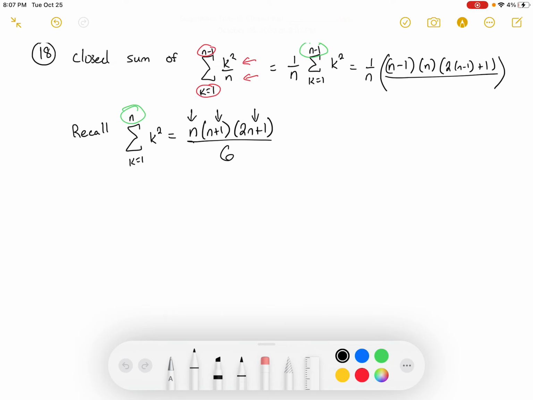all over 6. Now, of course, these n's are going to cancel. So I'm going to be left with n minus 1 times this thing, times this thing. So that would be 2n minus 2 plus 1, all over 6. So that's n minus 1 times 2n minus 1 over 6, and I cannot do anything else. So this is the first of our two problems that we're going to do together.